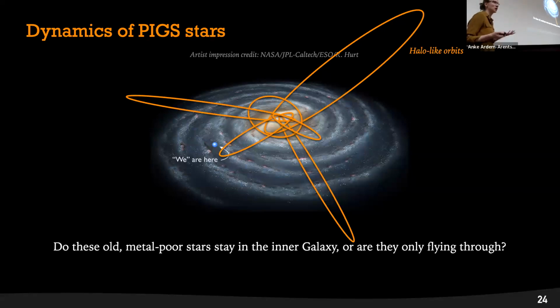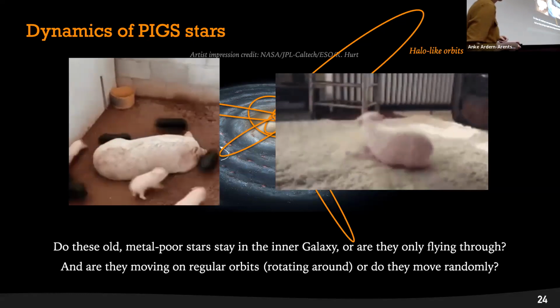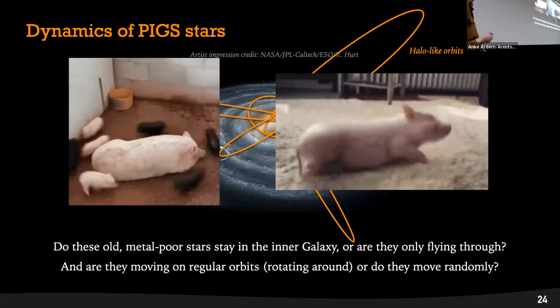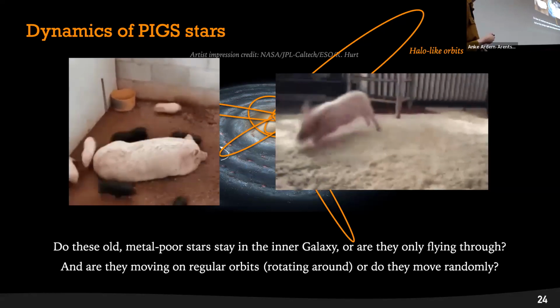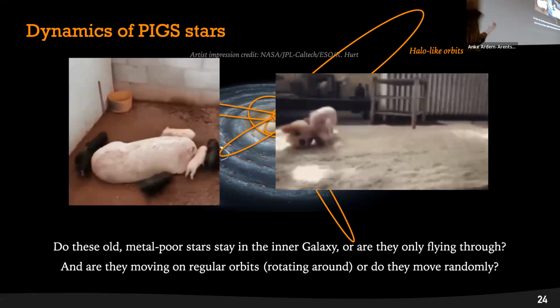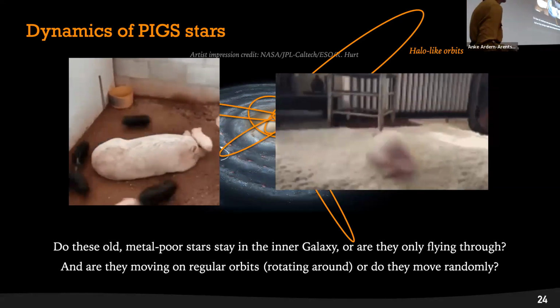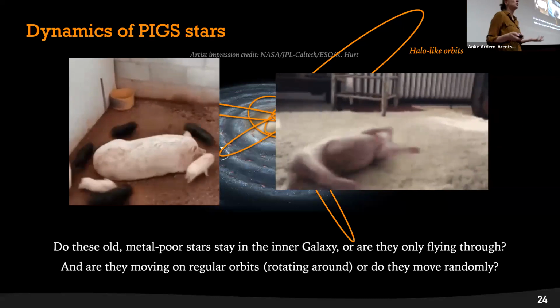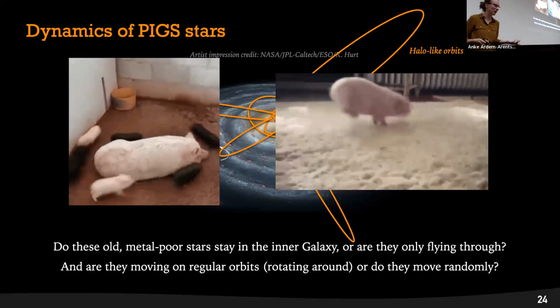And this was the expectation of a lot of people before we started finding these stars, that mostly what you get is the extension of the halo, stars that are just spending a little bit of time there and then moving back out. And then another question is, how are these stars moving? Do they move regularly, like these little pigs? Or are they on random orbits, not moving coherently like the one on the right? This was also a question that we didn't have a clear answer to.